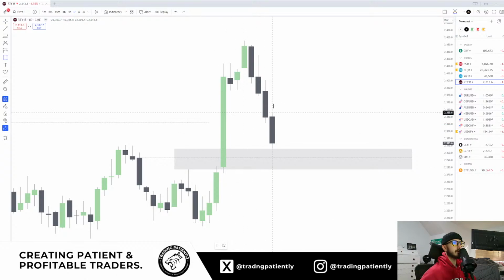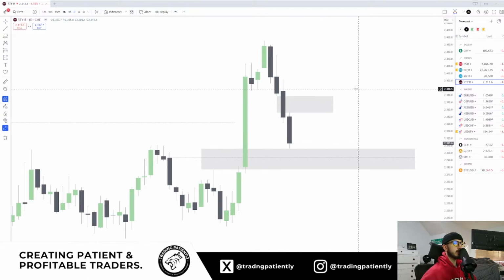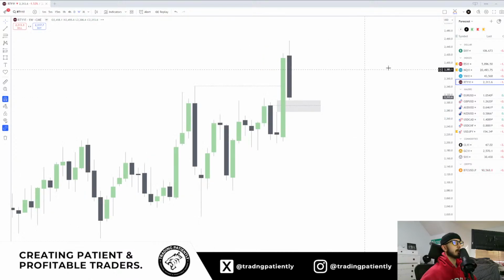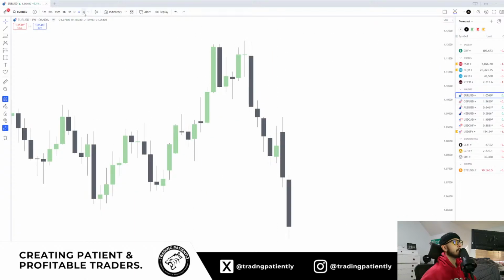Creating new daily bearish fair value gaps as well towards this area here. But just waiting. That's all it is at this point for me on indices. In terms of the higher time frame, like understanding where the higher time frame is going, I would need to wait.